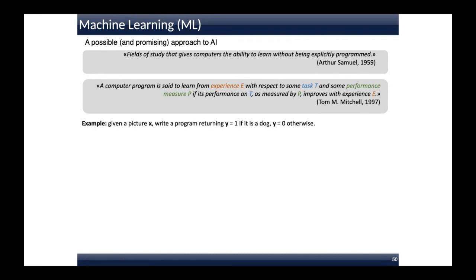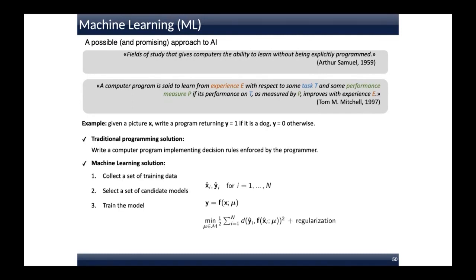And if yes, why? The result is one, otherwise it would be zero. Okay. Now, with a traditional programming solution, you write a computer program that implements a set of decision rules which are enforced by the programmer. This would be the traditional way to approach the problem.